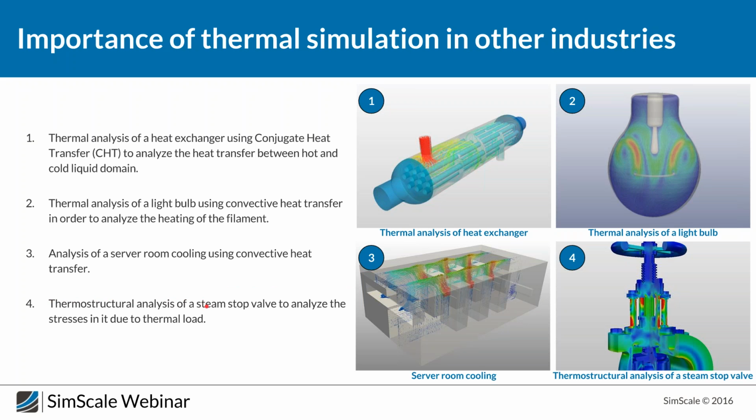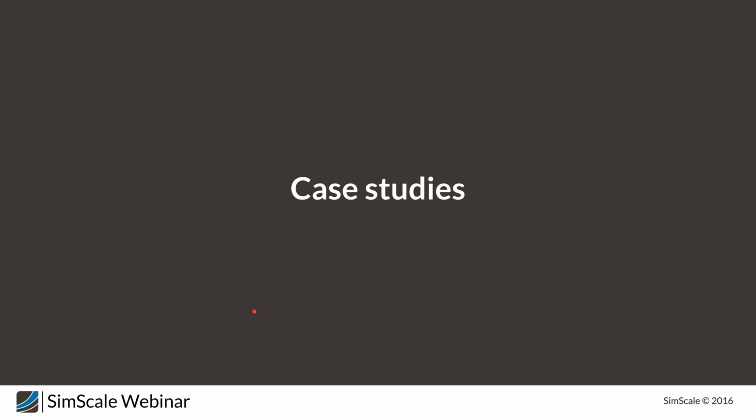And then the last one is the thermostructural analysis of a steam stop valve here on the right side. It's used for stopping highly heated steam. For that, the thermostructural analysis is performed to see how the thermal effect of the steam affects the overall valve. You can see how the stresses look, for example, on some specific edges of the steam valve. Okay.